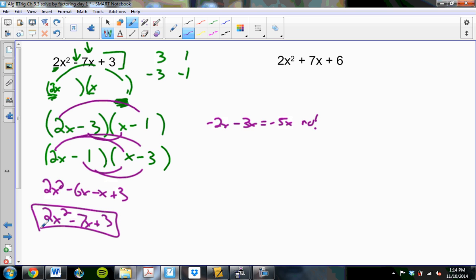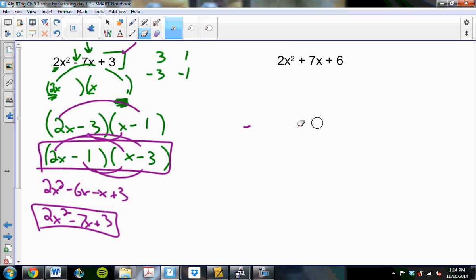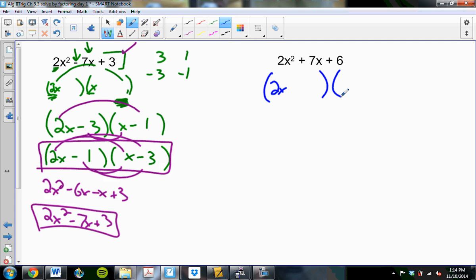Okay, so I factored that correctly. That's what I started with, so this factoring here is correct. I'm going to pause and try this next one in front of me. Here it's a positive 6 and a positive 7, so I know that I'm going to have 2x and x, and out here I can have 3 and 2, or 6 and 1. I'm not going to bother with negative 3, negative 2, and negative 6, negative 1, because I know I have to combine to a positive out here.